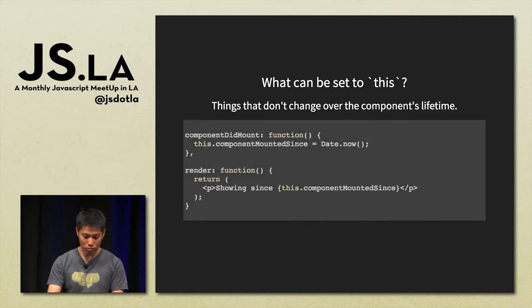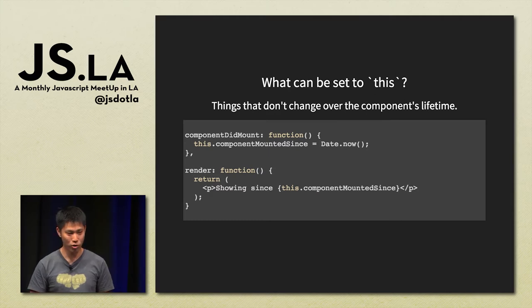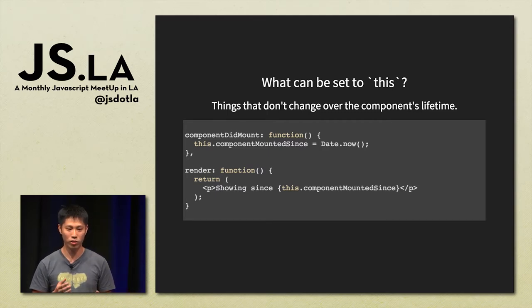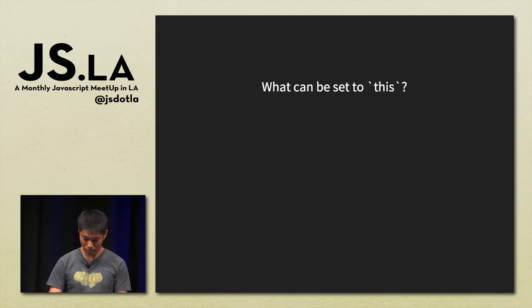For example, when I render, I want to render the things that are there when this component is put on the page. It's interesting because even this value you put in is part of the render, but because the value doesn't change over the lifetime, it's not really a state, it's like a property of the component. So this value like this, you can set it to this. It doesn't change.